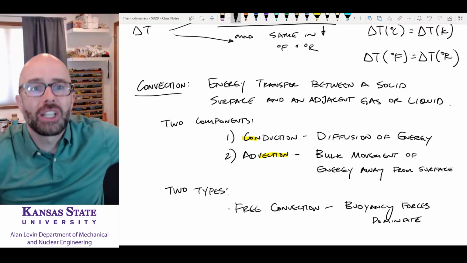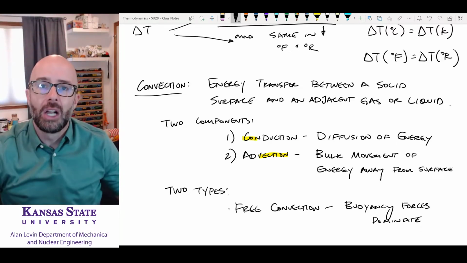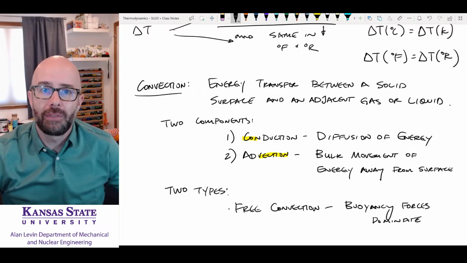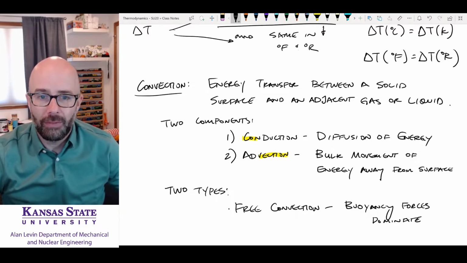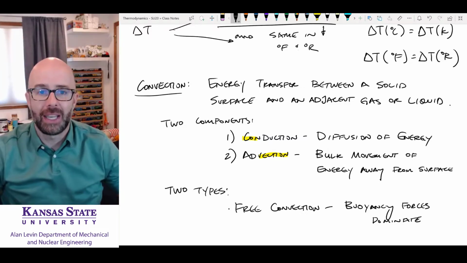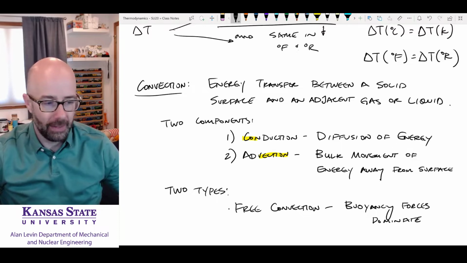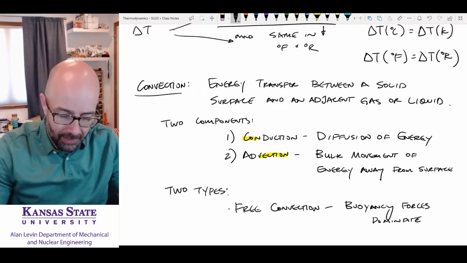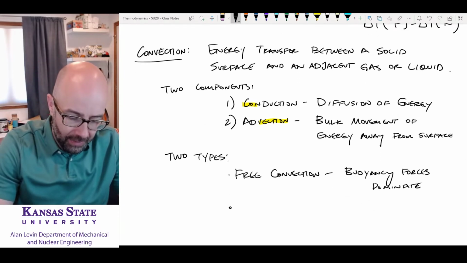If you had something called Schlieren photography, I encourage you to look up Schlieren photography on YouTube. You could see the plume of heat moving away naturally because of the buoyancy forces that are created. Now there's another type of convection, and that is forced convection.